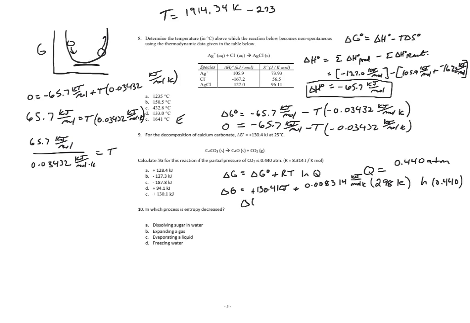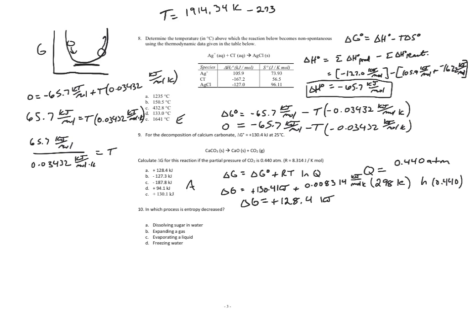All right, so delta G, once we do all of these calculations, what you should get is a value of plus 128.4 kilojoules. All right, so that would be answer A.